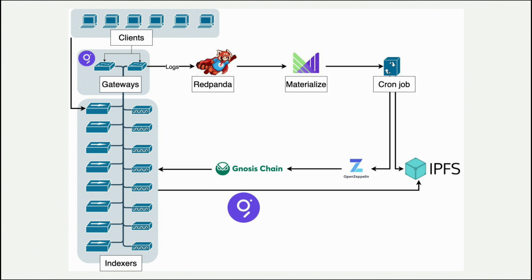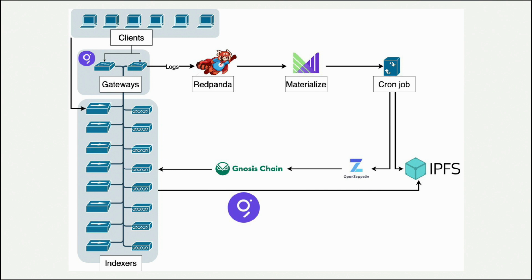And now, they worked on this idea of republishing that data. So how does it work? Every gateway that is there has logs. They know, okay, I sent this request to that indexer. It took that long, and that's it. And then they put it into this data science pipeline, and Redpanda, Materialize. That's not my thing. But in the end, there is a cron job that uploads that big data.